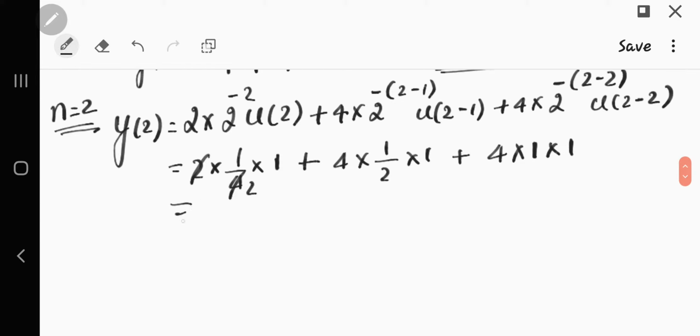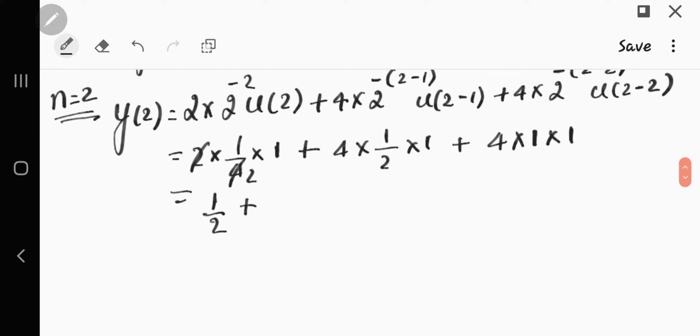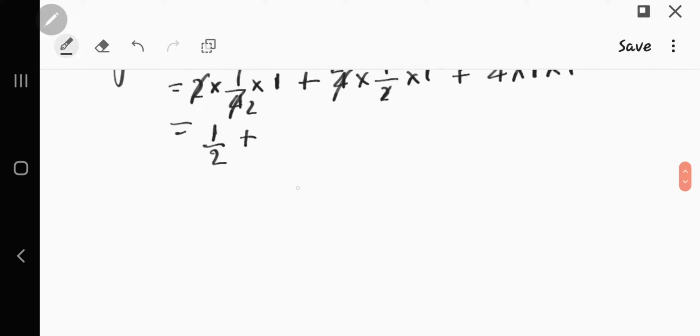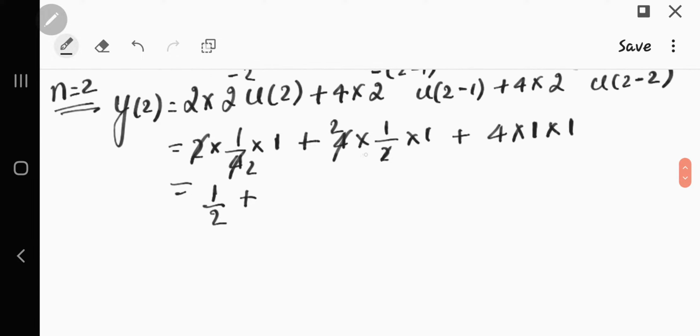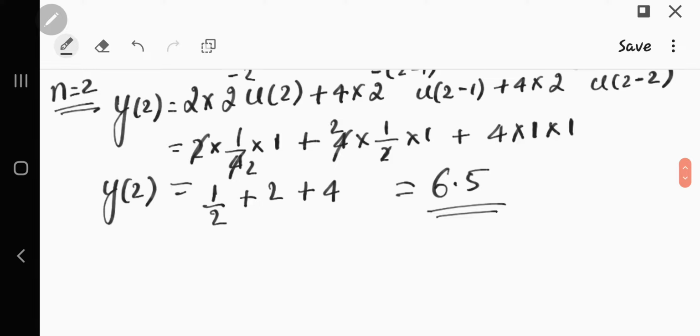So 2 cancels. So that is 1 by 2 plus 2 ones, this is 2 times, so 2 into 1 is 2 plus 4 into 1 into 1 is 4. Okay, so that means 4 plus 2 is 6, 6 plus 1 by 2, it's 6.5. Okay, so this is y of 2.